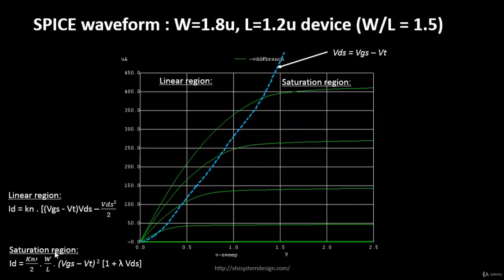Okay, so for example, in this case, if I reduce my L from 1.2 micron to 250 nanometers, if I reduce my W from 1.8 microns to 375 nanometers, the W by L is constant, so we expect the drain current to be constant. Okay, that's what is the expectation, but that doesn't happen for lower nodes, and I'll explain why it doesn't happen.